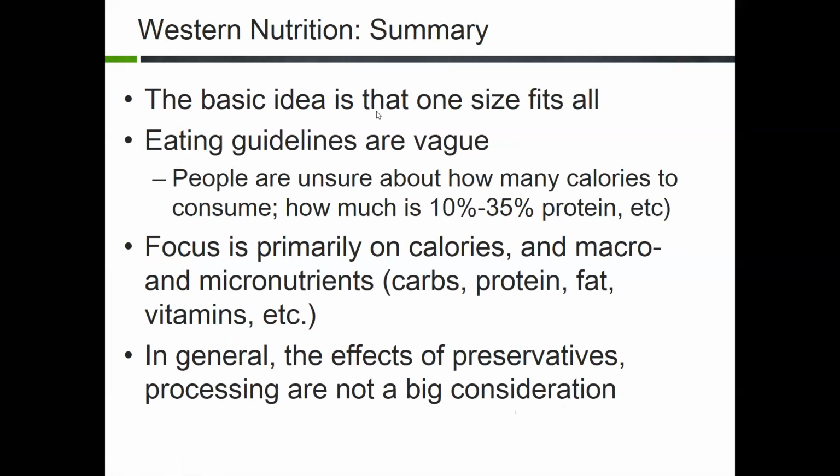The basic idea in Western nutrition is one size fits all. Eating guidelines are vague. For example, the FDA says you need 2,500 calories or 2,000 calories. Ayurveda doesn't care about calories, right? Think of ghee. Where are the calories there? Everything in Western nutrition is calories, macro and micronutrients. It doesn't matter how many preservatives you put in. They don't even care if it's organic or how it was grown.